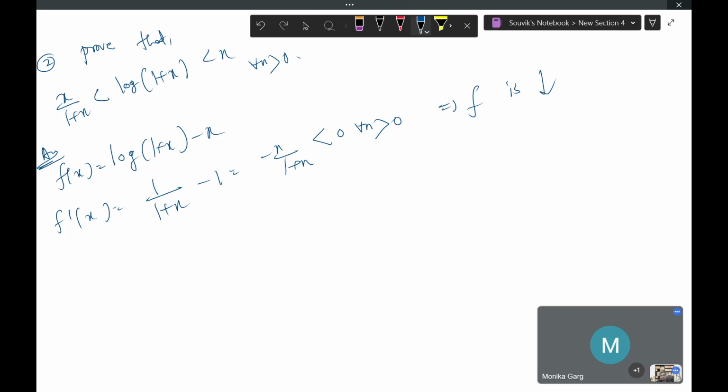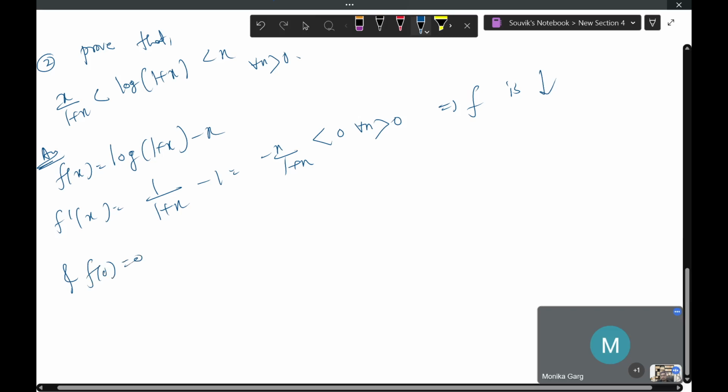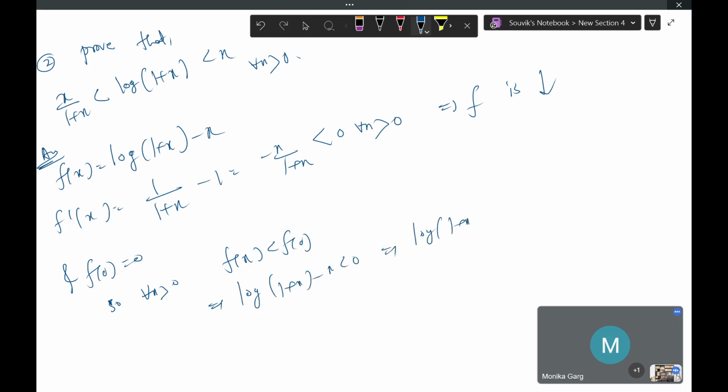And obviously f of 0 is equal to 0. So for all x greater than 0, f of x is less than f of 0. So this implies log of 1 plus x minus x is less than 0, and this implies log of 1 plus x is less than x. Yeah, right, you are correct.